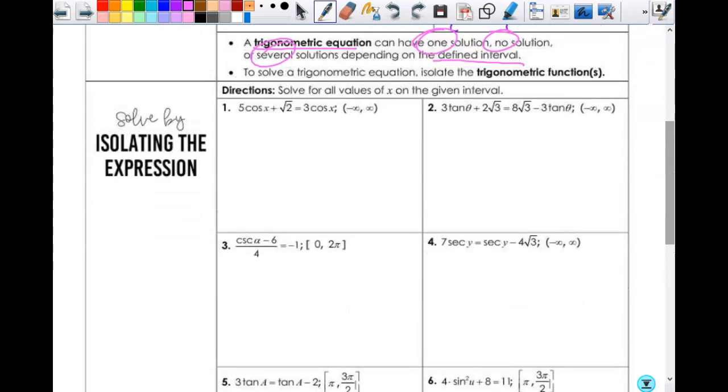So to solve a trigonometric equation, we isolate the trigonometric function. So you get it by itself, then we can solve it. On this one, we're not using our identities at all. It's pure algebra, okay? Which could be a good or bad thing for you. I don't know. All right, so let's look at number 1.